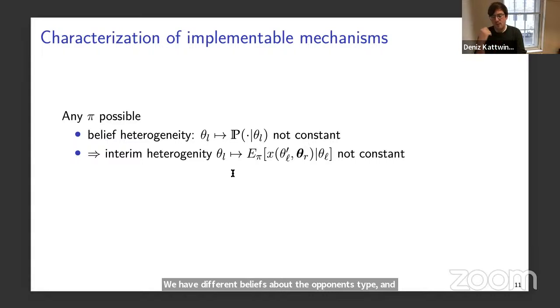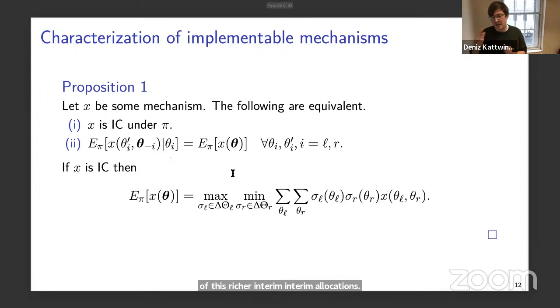So if you fix one misreport and then you ask agents of different types about what they expect is happening after this misreport, the answers will be different. And you see there already that the usual trick in mechanism design with independence, that we reduce everything to the on-path interim allocation, does not work here. The on-path interim allocation, like the probability that left is chosen if you report truthfully, is not sufficient as a statistic to decide whether a mechanism is incentive compatible or not. We have to keep track of this richer interim allocations. And this is what our result exactly is doing.